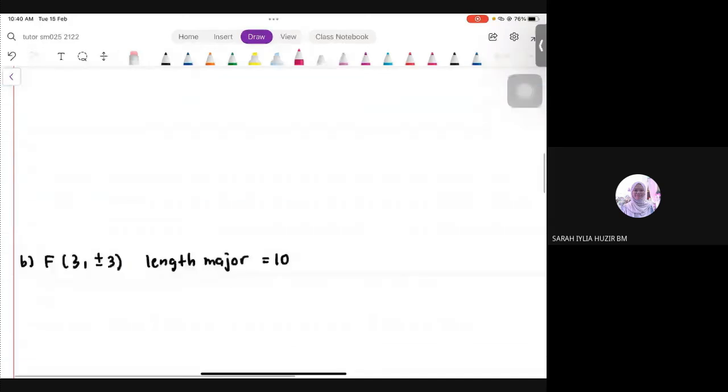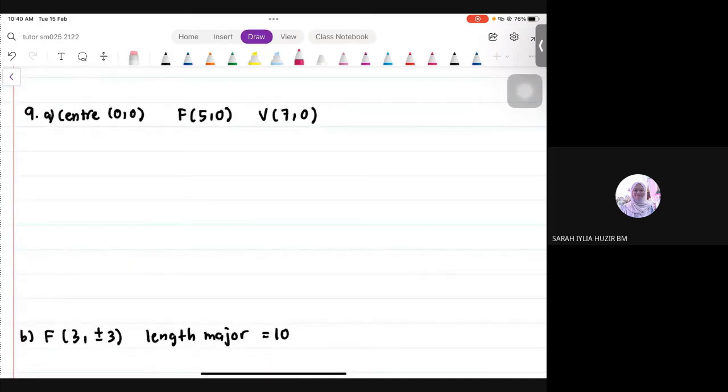Kita proceed next pattern. Kita balik. Given info, we have to find the equation of our ellipse. Yang ni pun sebenarnya senang juga kalau awak faham apa yang soalan bagi. Okay, kita terus proceed lah. First one, we have center at 0, 0. Focus, one focus is 5, 0. Another vertex is 7, 0.